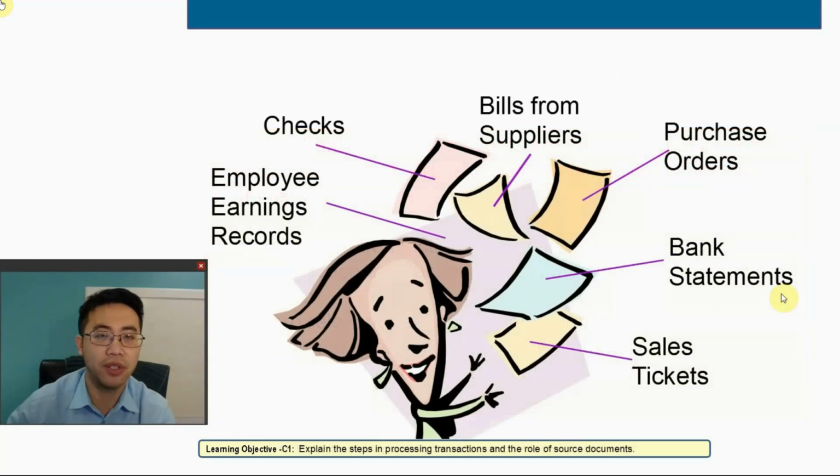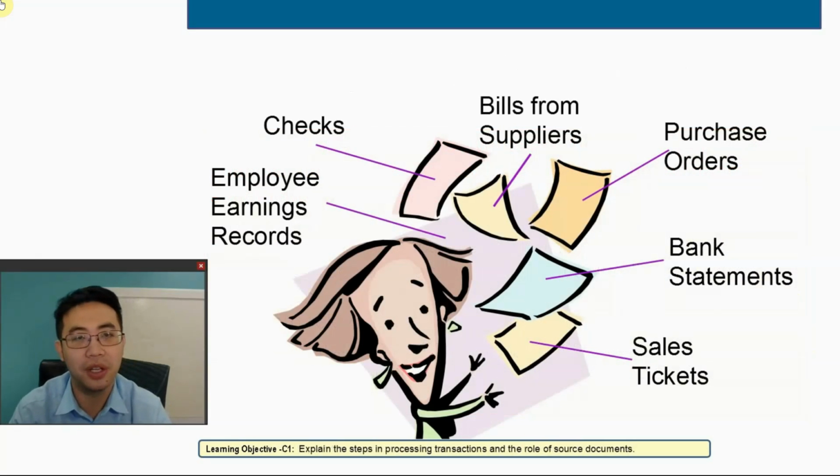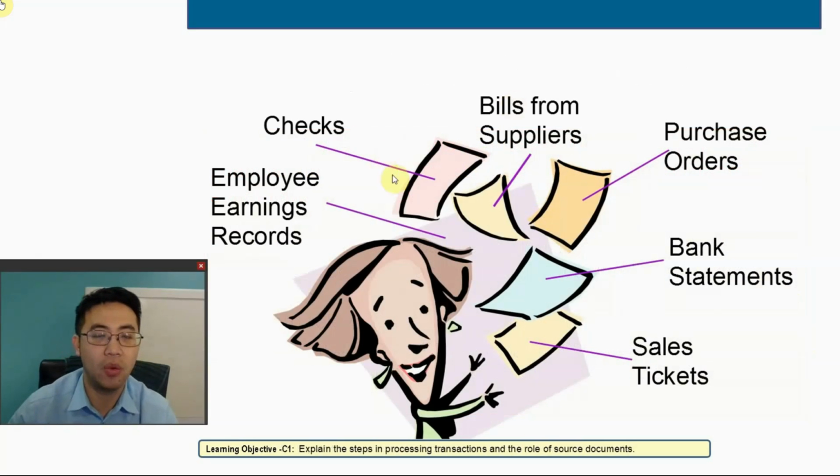So these are the source documents. As you can see, if you're running a business, you're going to be drowned with all these bills and checks and all the records and statements. So you have checks paid or received, or you have an employee earnings record. You need to know how much you're going to pay to the employees that you just hired. And also you need to pay bills to your supplier and to your landlord. You also have purchase orders, and you have bank statements. The bank is your creditor, and you just borrowed money from the bank. The bank is always on your tail, asking you to pay back principal plus interest.